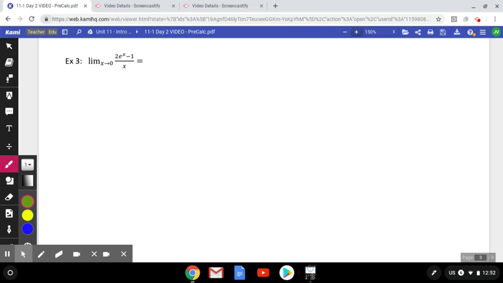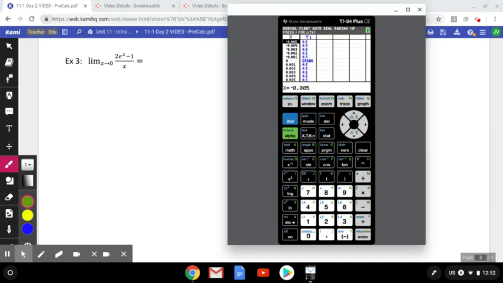In example 3, we have a limit as x approaches 0 of this particular function. This function is undefined when x is exactly equal to 0, but we really don't care about that for a limit. Let's get our graphing calculator out and type this into y sub 1 and see if we can figure out what this limit is equal to.